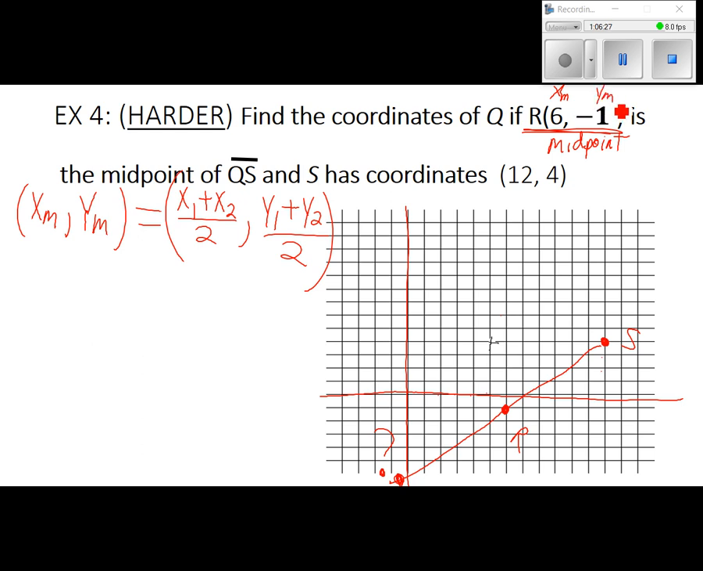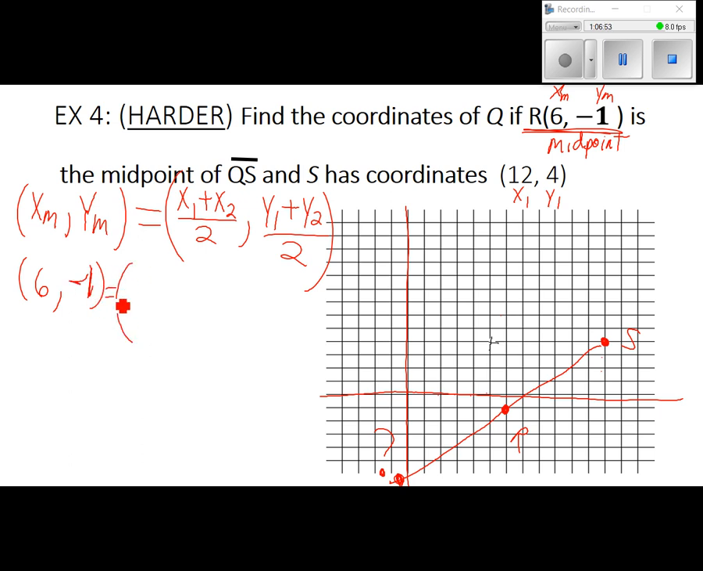This is X1, that's Y1. What we don't know is the X2 and the Y2, but I'm gonna stick in all the numbers that I do know here. What's XM? What's YM? Don't make this harder than it is. Sorry, I'm messing up there. That's supposed to be an equal sign in there.